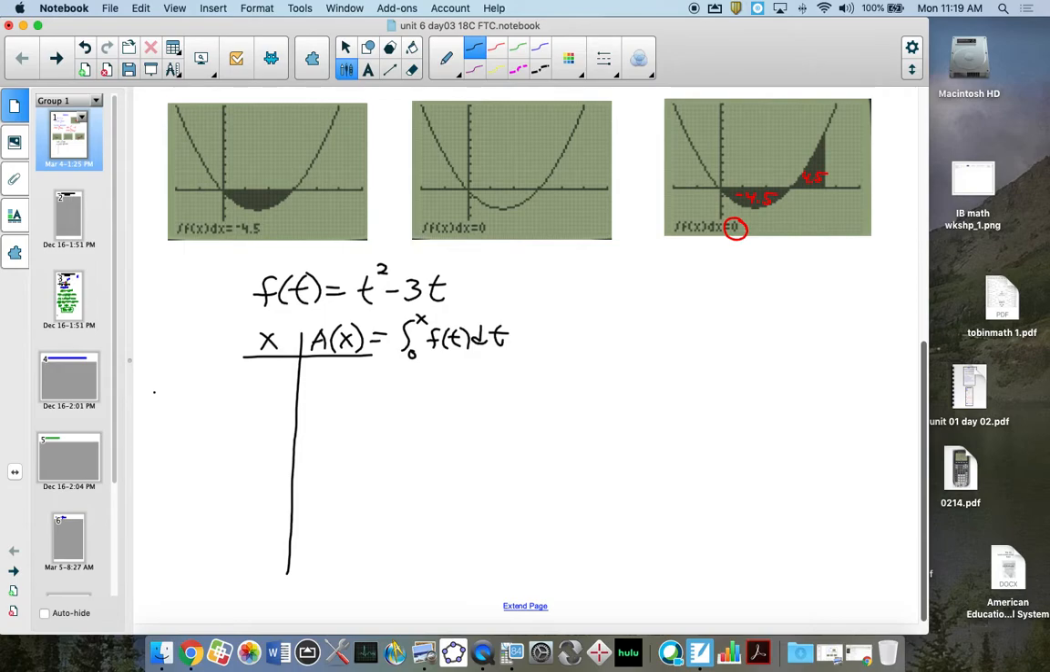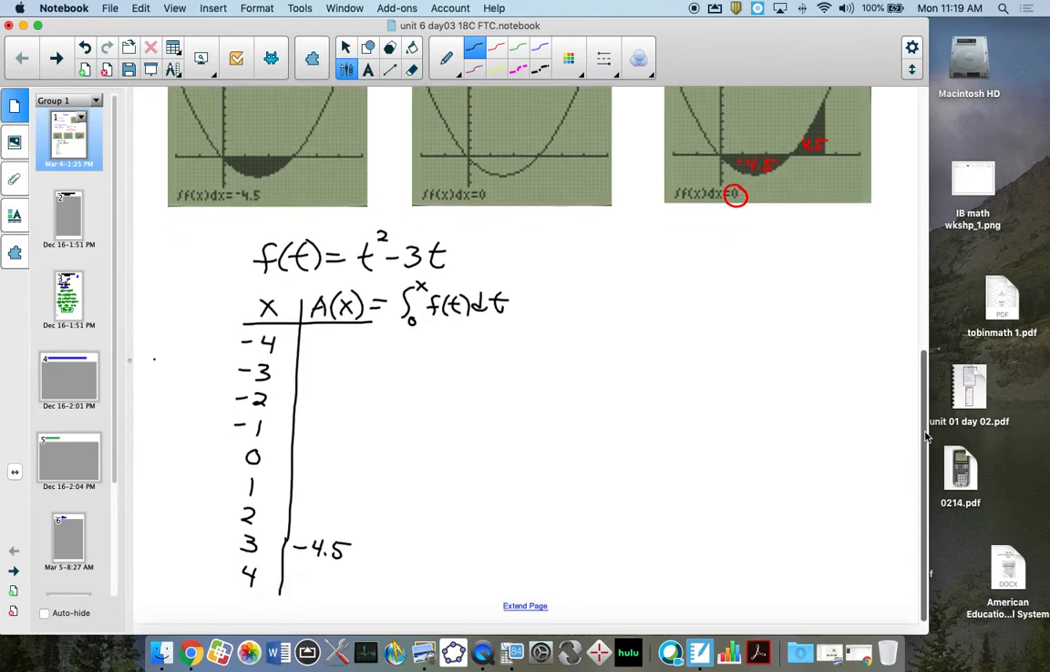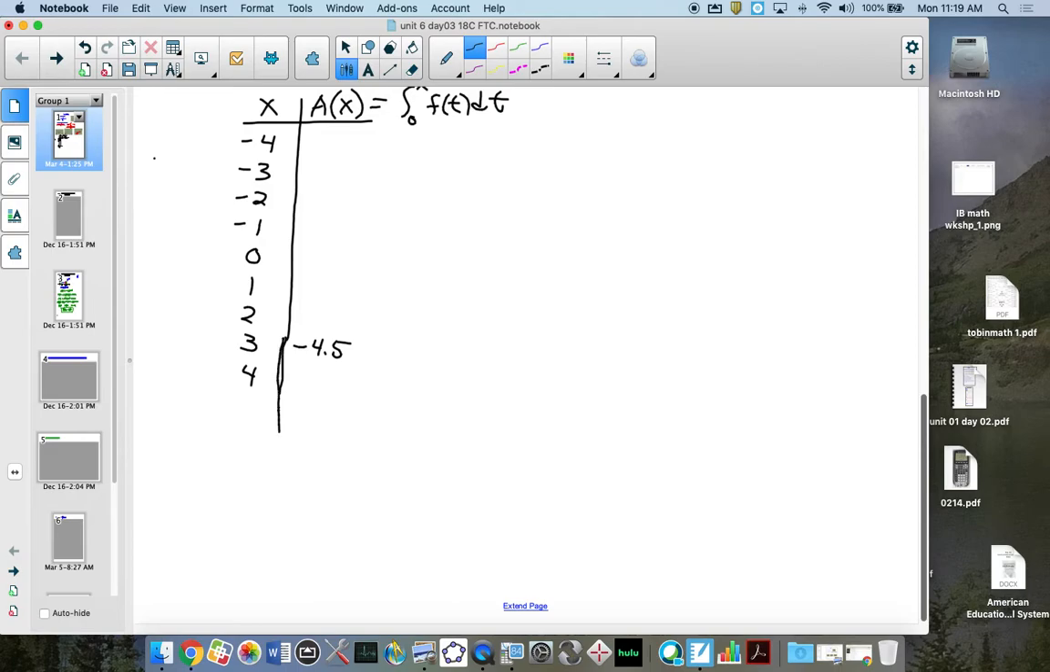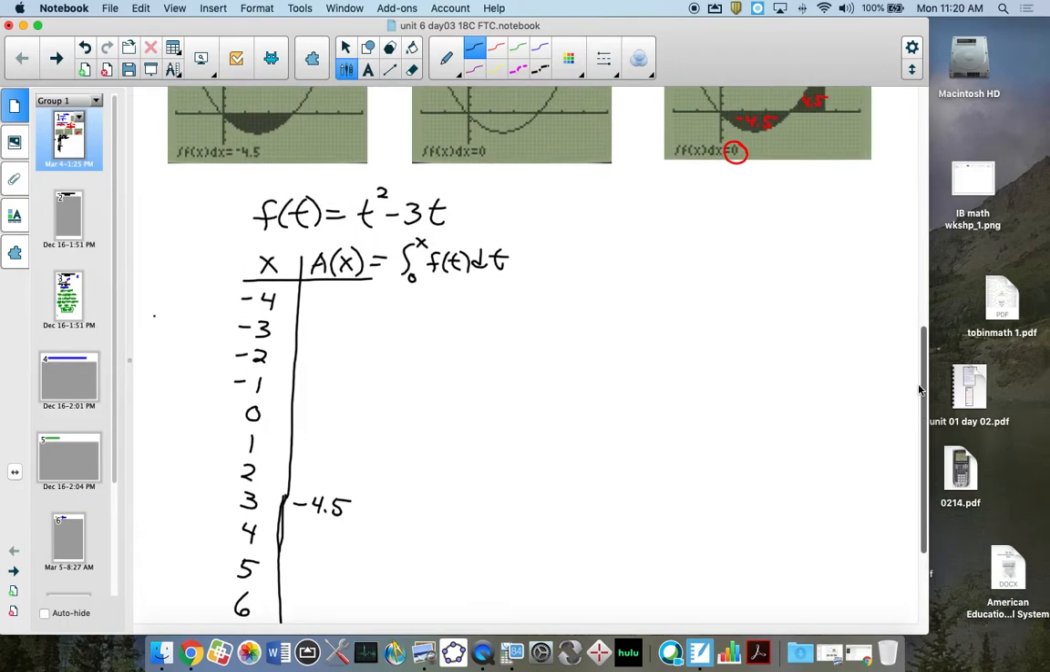So let's say x is, let's do negative 4, and then negative 3, negative 2, negative 1, 0, 1, 2, 3, and 4. Let's just try all those values, from negative 4 to 4. And now we want to calculate the area. Now we already know the answer for 3 was negative 4.5. And actually, I think I might want to go a few more. So let's keep this going. Let's do 5 and 6. Okay. We also know the answer for 0. That was 0.